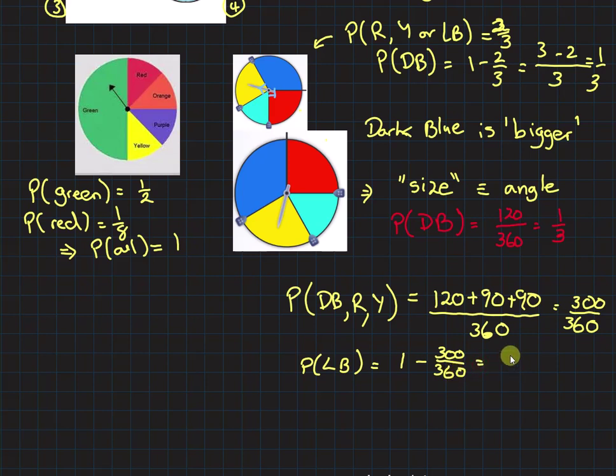So we get 360 minus 300, all divided by 360. Now I'm not saying all this stuff is what you would write in your answer, but it does underline what we're talking about and how the angle links to the light blue. So overall both of these will cancel by 10, so it's 6 over 36. Again, it will cancel by 6, so it's 1 out of 6.